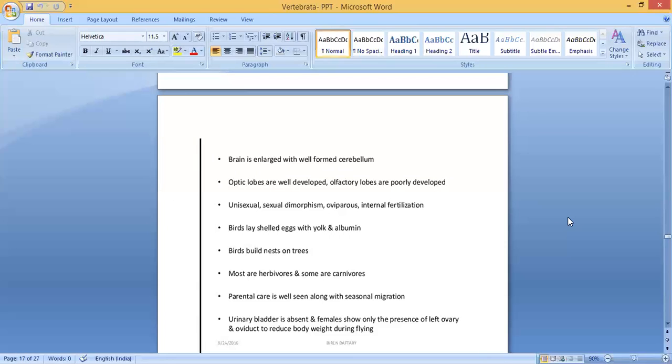Then urinary bladder is absent, and females show only the presence of left ovary and oviduct to reduce body weight during flying. The right is not there, only the left ovary and oviduct, to reduce body weight during flying.